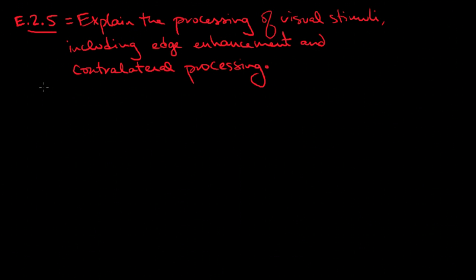All right, so E.2.5, which is the last bit about eyes, is basically how we understand the anatomy of the eye and its functioning in what we can often experience in optical illusion. So the first thing, it says to explain, so you need to provide some explanation, some rationale, some cause for some of these things. So we need to talk first about edge enhancement, and then we'll talk about contralateral processing.